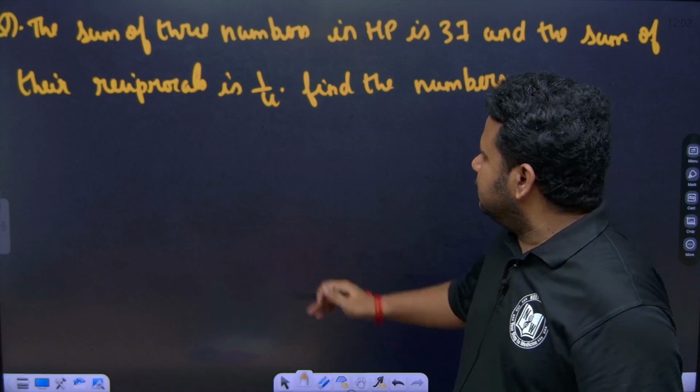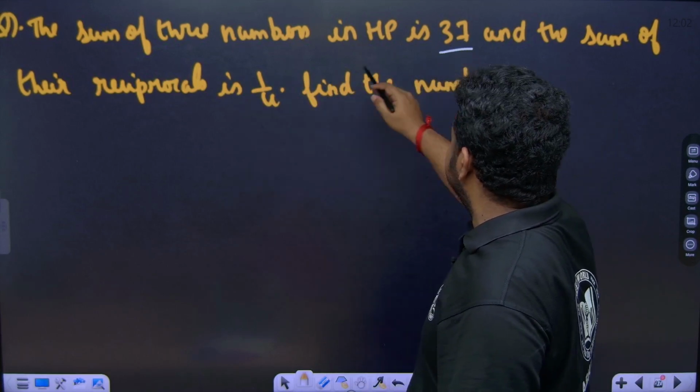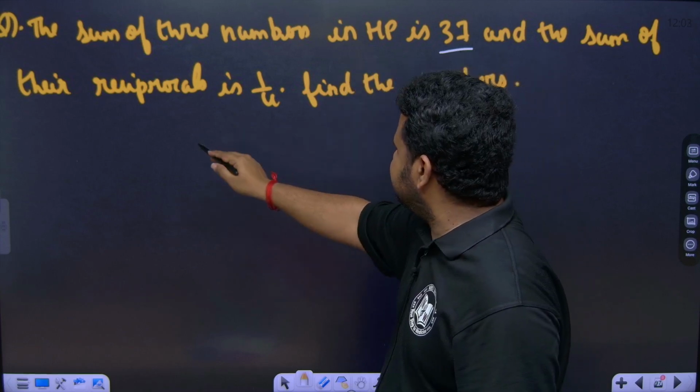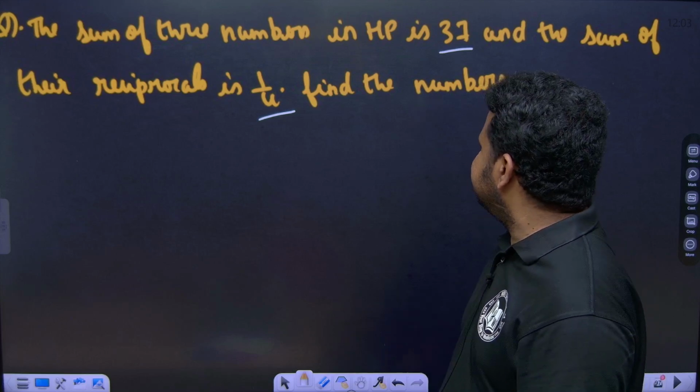No need to work too much on it, because you are already understanding. Now, the sum of 3 numbers in HP is 37 and the sum of their reciprocals is 4. Find the numbers, they are telling.